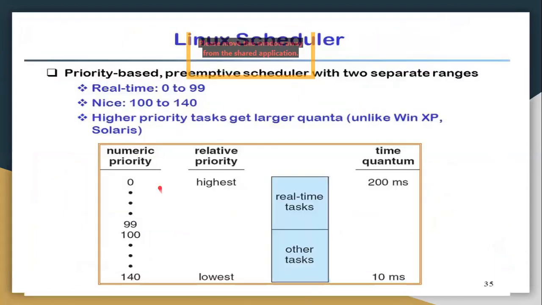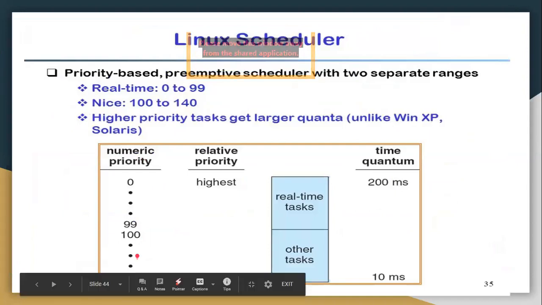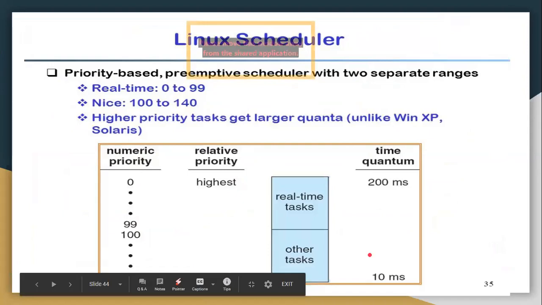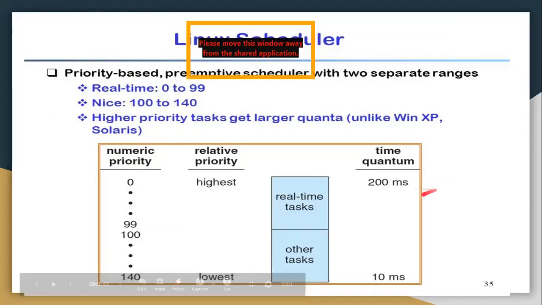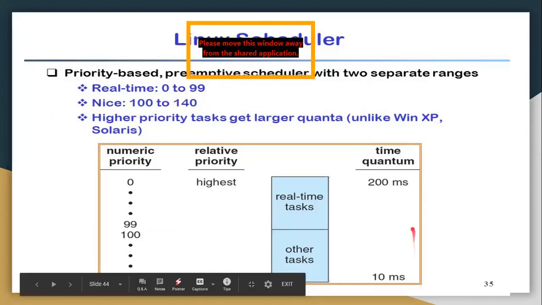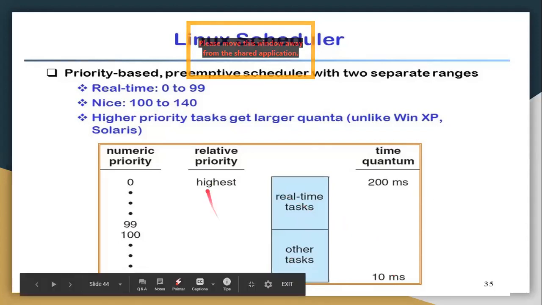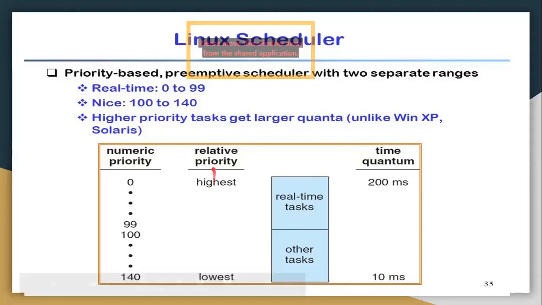Fine. So these are the numeric priorities: real time 0 to 99. Relative, where 0 means highest priority and 140 means the lowest priority. This is a real-time task. These are the other tasks, and these are the time quantums. Quantum here means, for example, 10 milliseconds, and this is your time span, which depends upon the priority. Find the lowest time span and the highest one. This is the priority basis and these are the time spans.